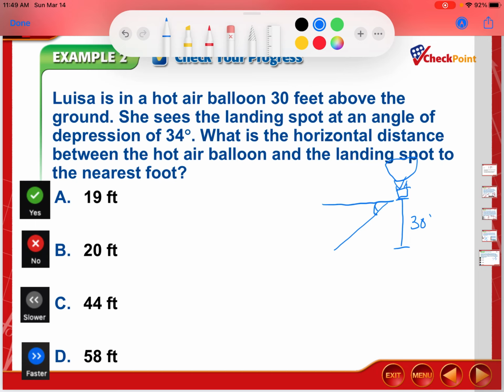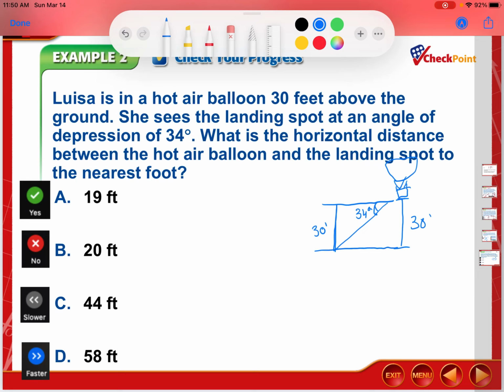So we'll just say 34 degrees, right there. What is the horizontal distance between the hot air balloon and the landing spot to the nearest foot? Once again, I could just use this triangle right here and say, okay, 30 feet off the ground here is still going to be 30 feet off the ground over that way. So 30 feet is 30 feet on both sides either way.